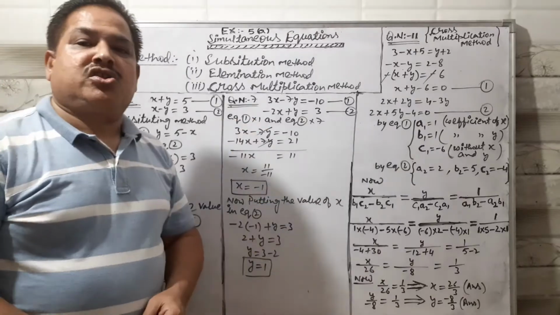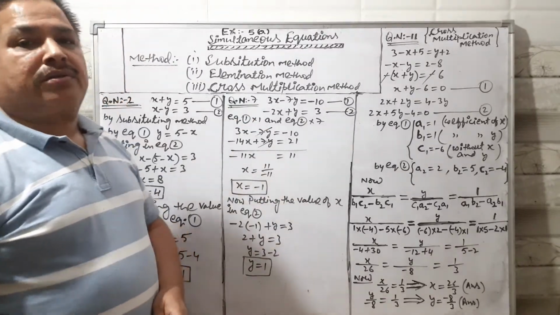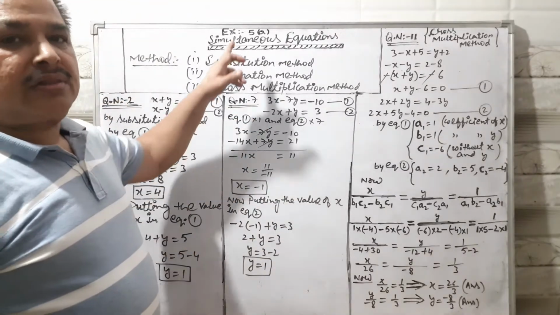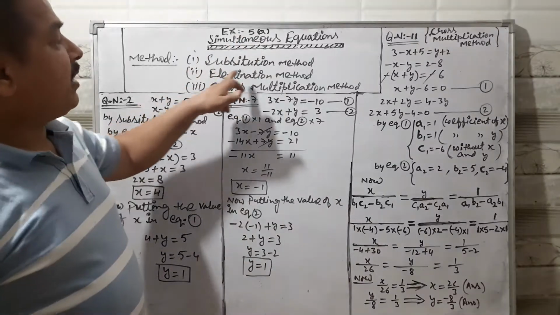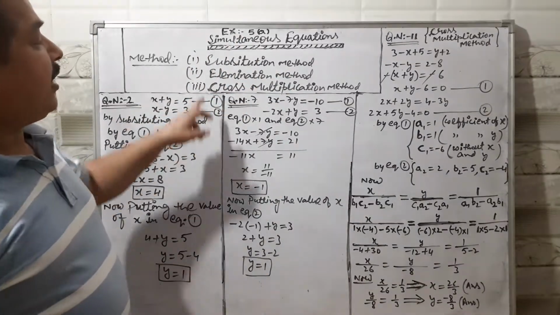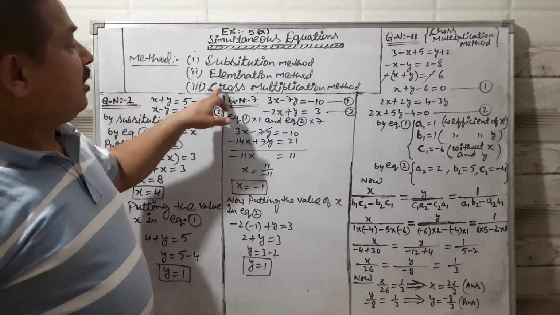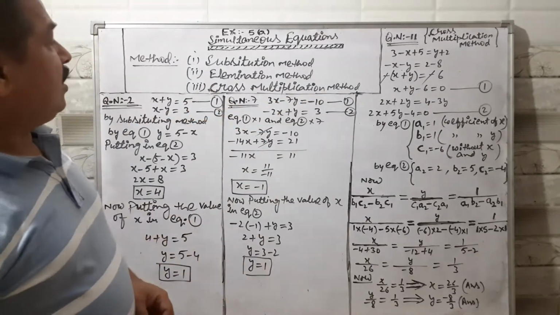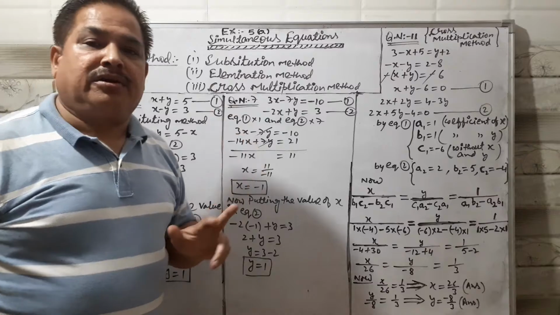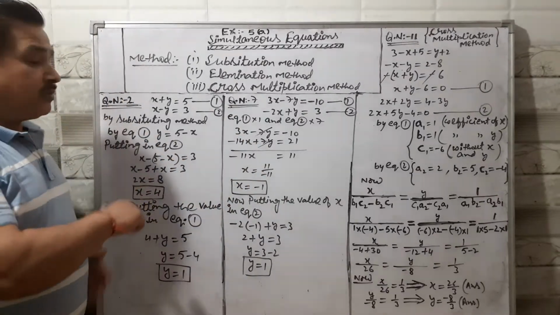And simultaneous equations we can solve by three methods. There are three methods to solve these simultaneous equations. The first method is the substitution method, the second is the elimination method, the third is the cross multiplication method. To see the question by the first method, look here.